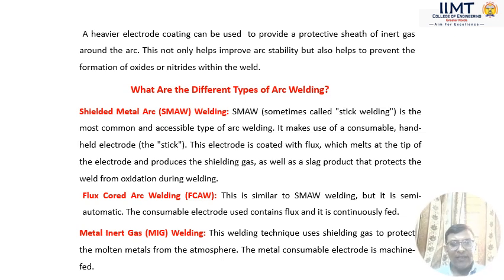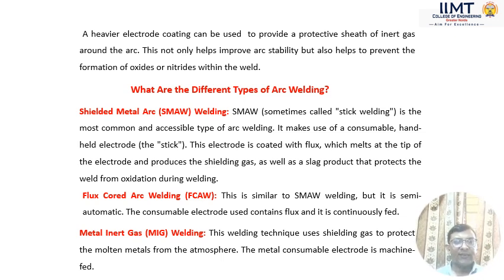First is shielded metal arc welding. It is called SMAW. Shielded metal arc welding is the most common and accessible type of arc welding. It means use of a consumable handheld electrode or stick. This electrode is coated with a flux which melts at the tip of the electrode and produces the shielding gas, as well as slag that protects the bead from oxidation during the welding. So this one is known as shielded metal arc welding.